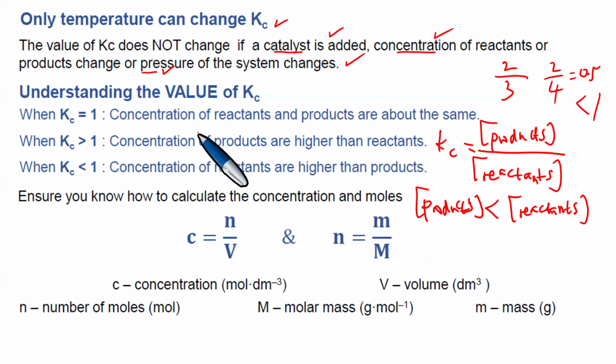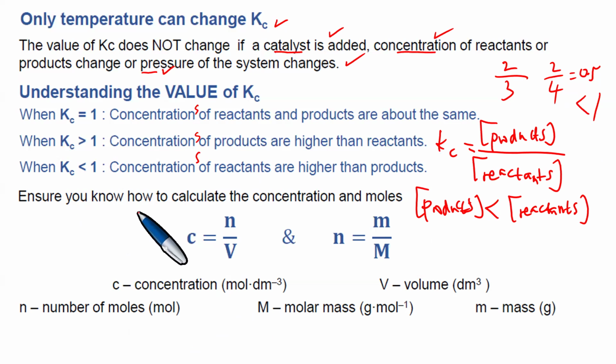So you can even put S here to mean the concentrations of reactants and products are both the same. Concentrations of products are higher than reactants. Concentrations of reactants are higher than products. Obviously, if the concentration of reactants is higher than products, your denominator is bigger. If the denominator is bigger, like 2/4 or 2/3, then the answer is going to be 0 point something, which is smaller than one.